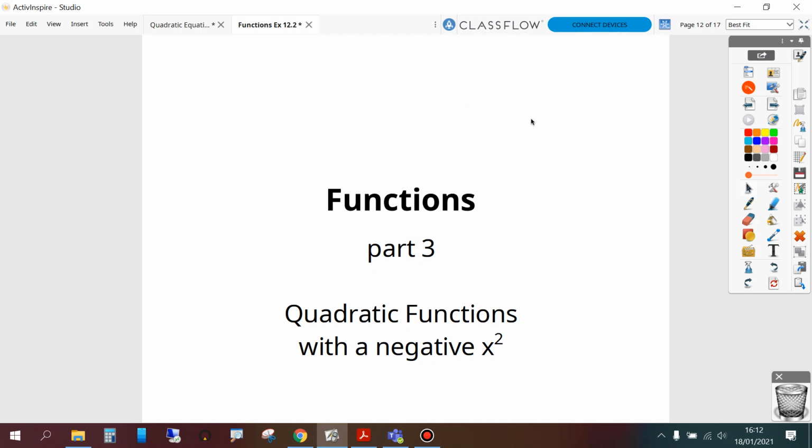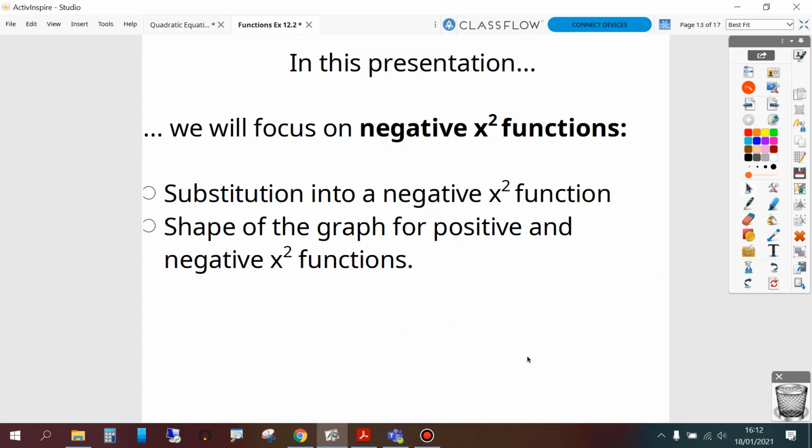This is functions part 3, and we're focusing on quadratic functions with a negative x squared term. In this presentation, we're focusing on negative x squared functions. We'll be substituting into a negative x squared function, and we'll then see how the shape of the graph changes for positive and negative x squared functions.